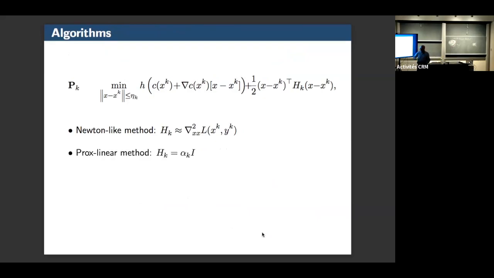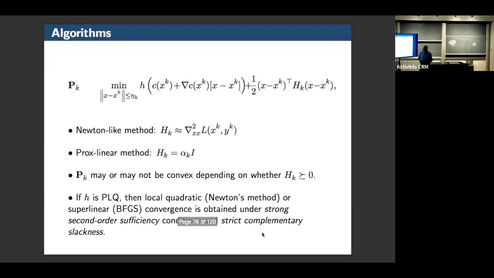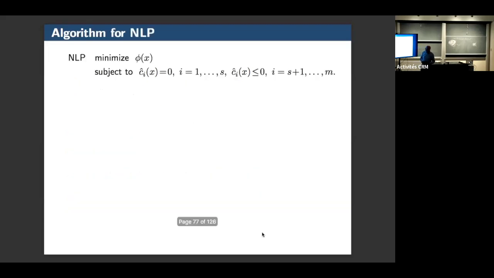The Prox-linear algorithms, you just take a multiple of the identity. And this problem is convex depending upon whether H is positive semi-definite or not. So you have to be careful there. In the piecewise linear quadratic case, we get local quadratic convergence of an algorithm that does this when you put in the Hessian and Lagrangian. And when you just have BFGS, a matrix secant object in there, you can get superlinear convergence.